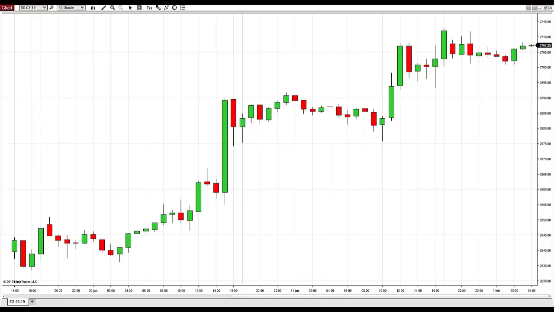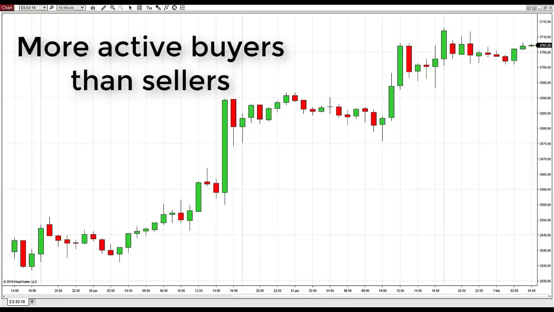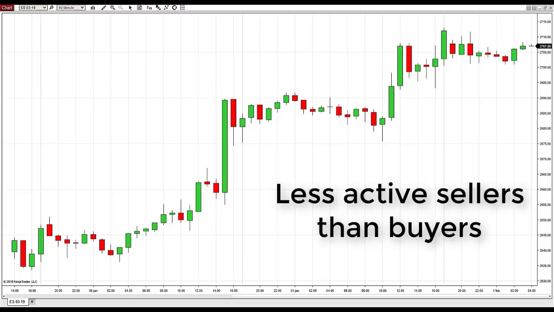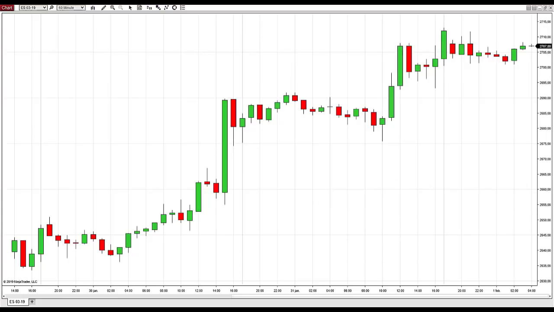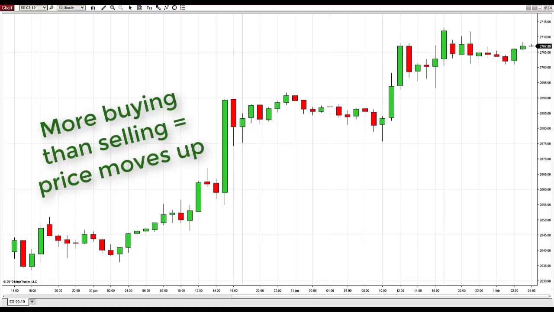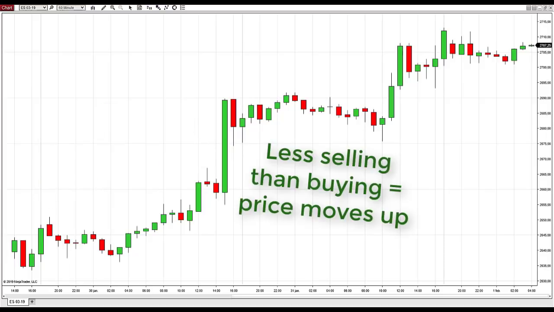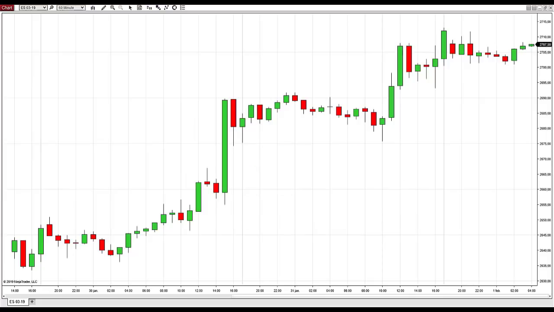And the amount of buying could stay constant as well, and support could still hold if the amount of selling would diminish. So the buyers do not have to be actively trying to push the market up. As long as there's more buying than selling, the price will move up. That also means that if there's less selling than buying, the prices will move up. So those are two different things with the same result. More buyers than sellers, then price moves up. Less sellers than buyers, then the price also moves up.